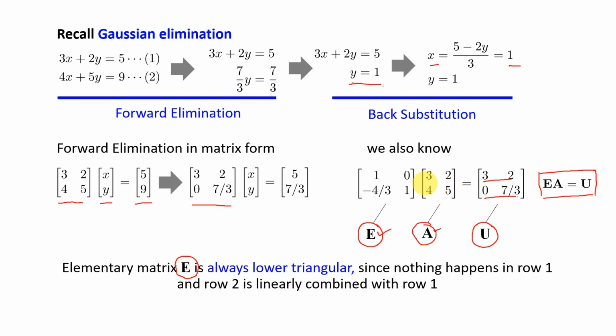Why? Because you see that nothing happens in Gaussian elimination to row 1, which means in the elementary matrix the top row will always be 1 and 0. And then in the bottom row, we know that the bottom row always has 1 in the second position, and anything acting over it is coming from the top row. So the top row has a certain multiplication factor, and then the bottom row is 1. So it is essentially a lower triangular matrix. This is a simple example, but you can see it by taking a larger matrix, a 3 by 3 or 4 by 4 matrix as an example.